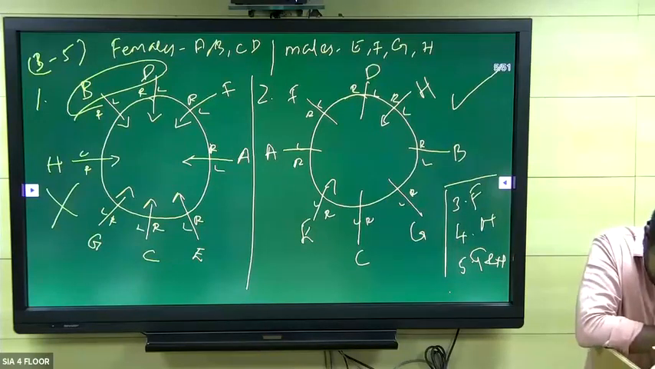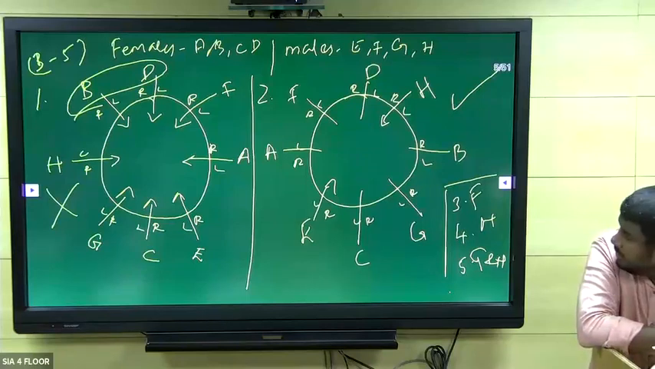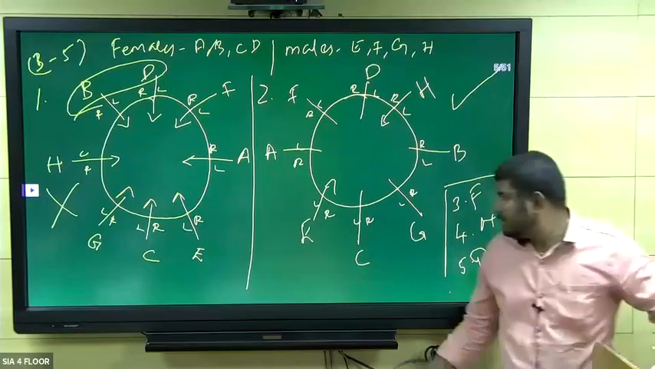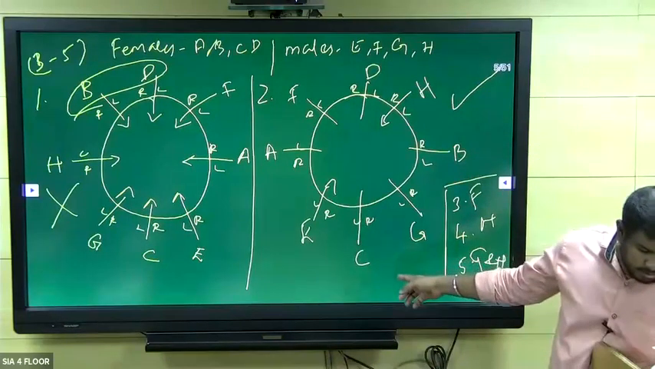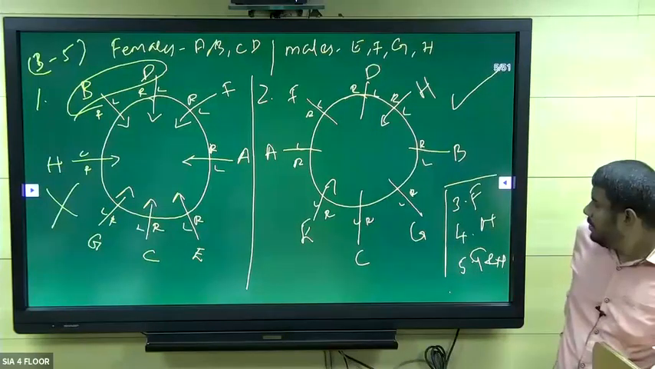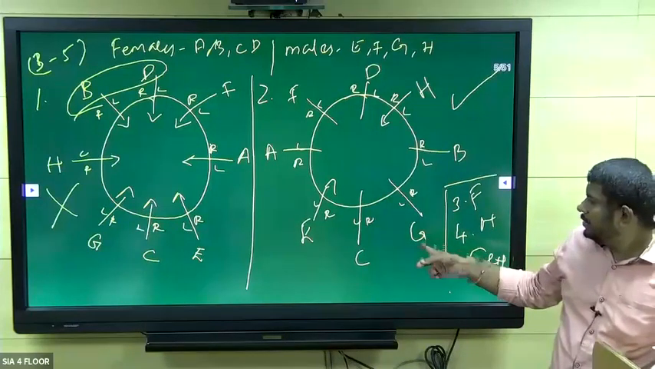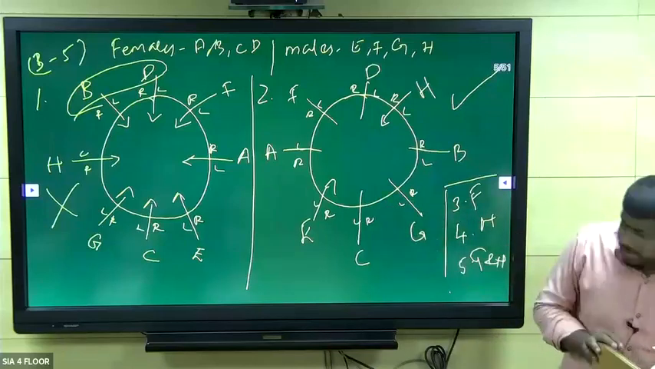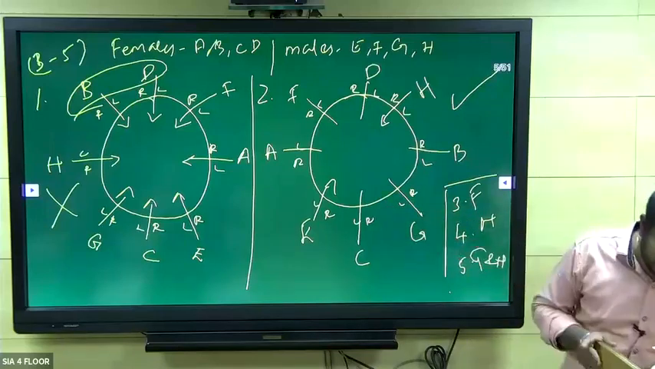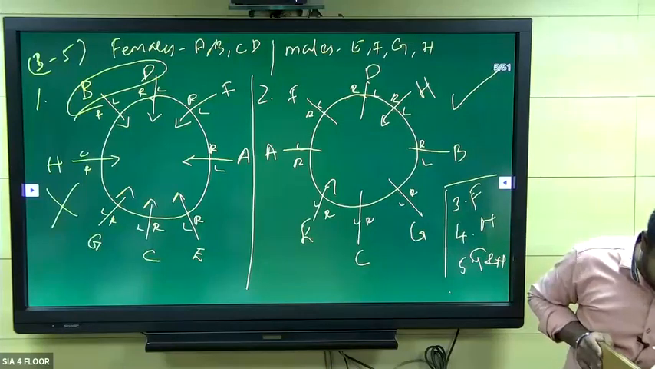I placed E on the right of C and G on the left of C. Okay, you placed E on the right of C. No, this is the correct one. So E should come on the left side of C and G should come on the right side of C. Okay, Hemant. Sir, I tried like he did and I got E on A's left.